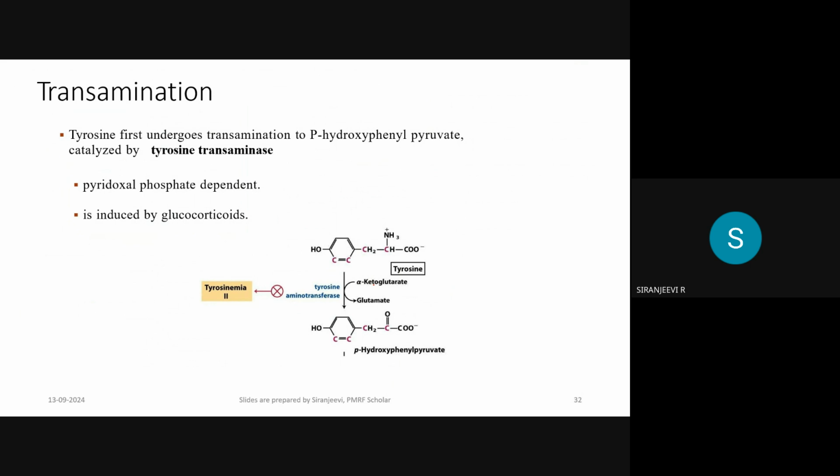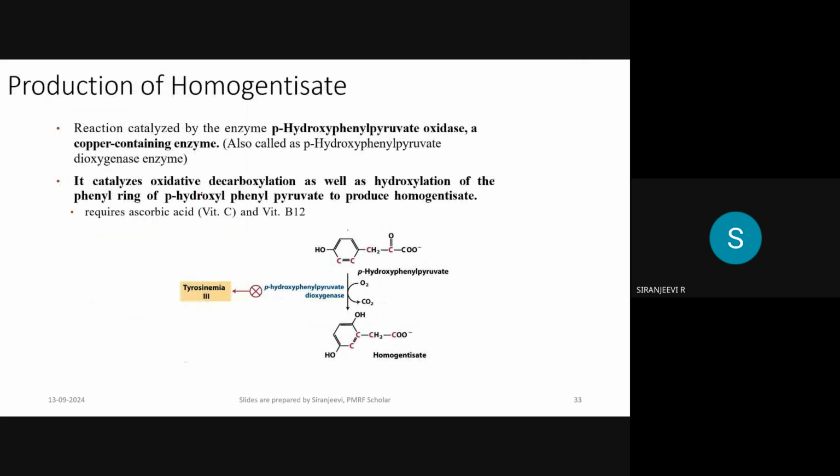It will convert alpha-ketoglutarate to glutamate, because in the transamination reaction one amino group is removed, and all transamination reactions happen in the presence of PLP. So this is also a pyridoxal phosphate dependent reaction, and it is usually induced by glucocorticoids.